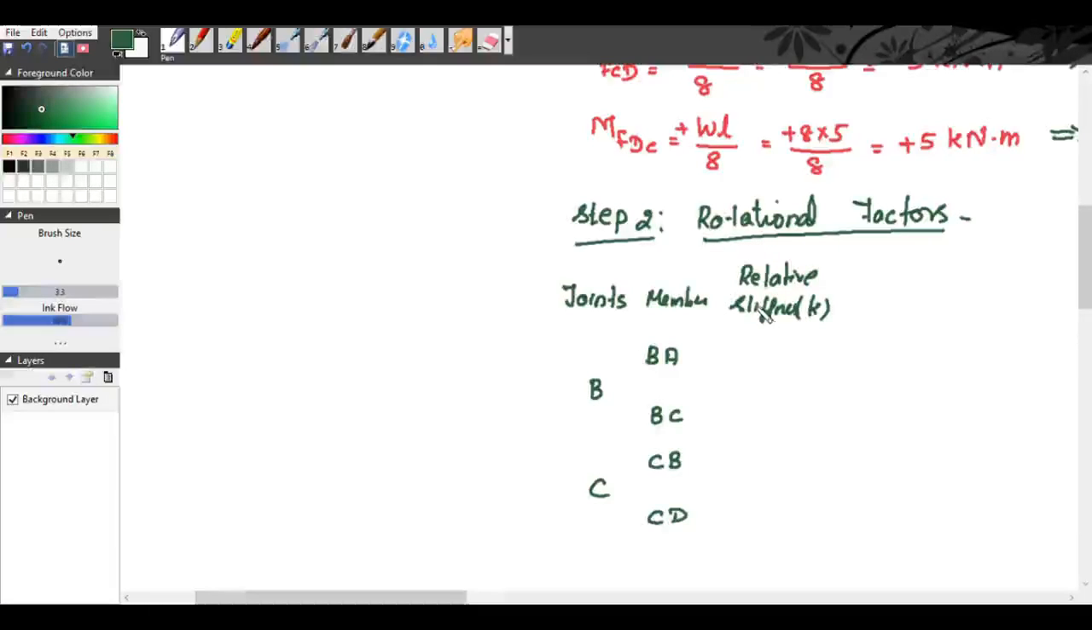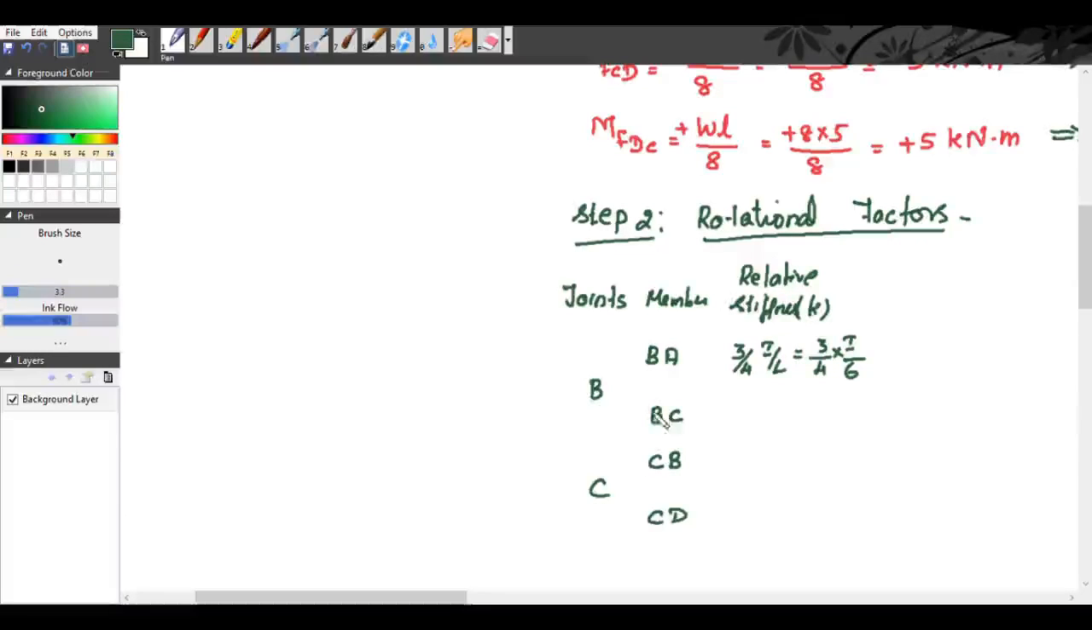Now, the relative stiffness for the span BA: the far end is hinged. That is, A is hinged. A is a simple support, so it is hinged. So we get 3 by 4 of I by L. So that is nothing but 3 by 4 of I, where L is 6 meter.